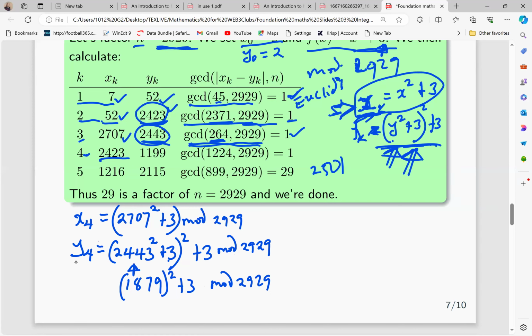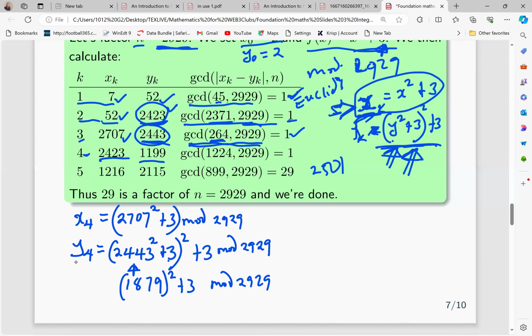Okay, so 1879. Square that. You have 3,530,641. Add 3 to it. That result, divide by 2929. It goes there 1205 times. The remainder is 1199.